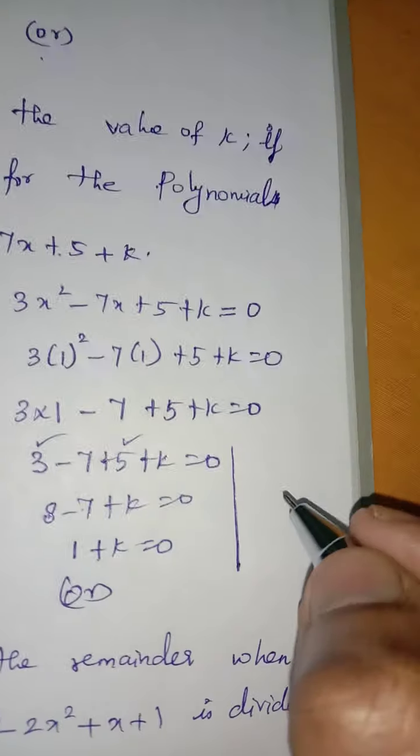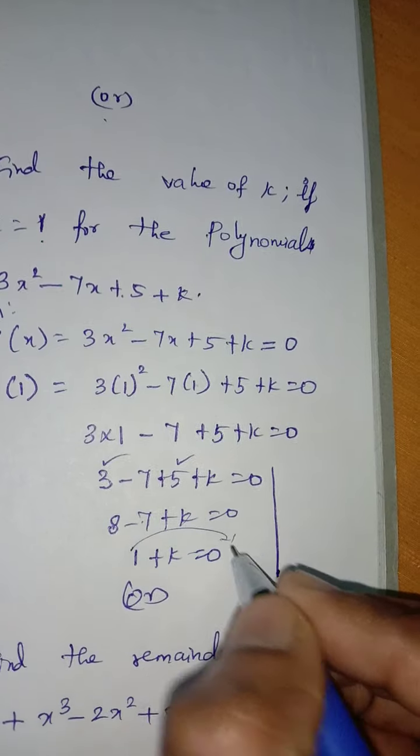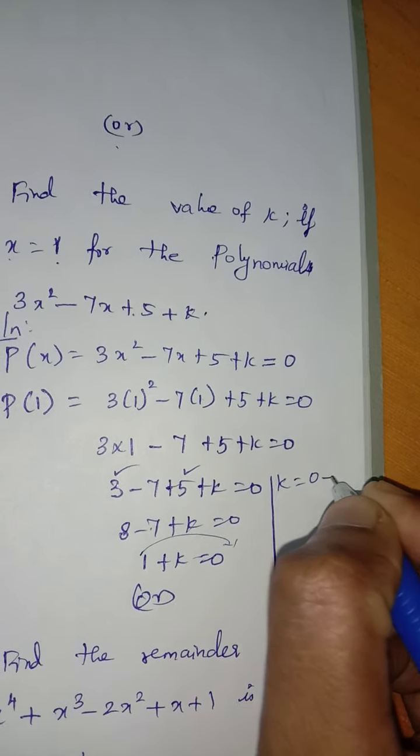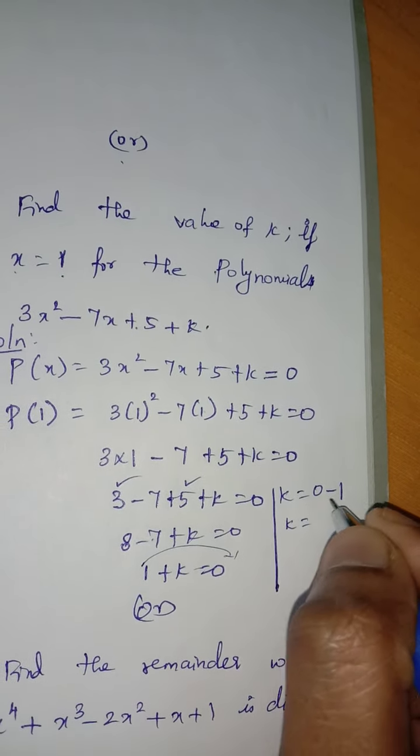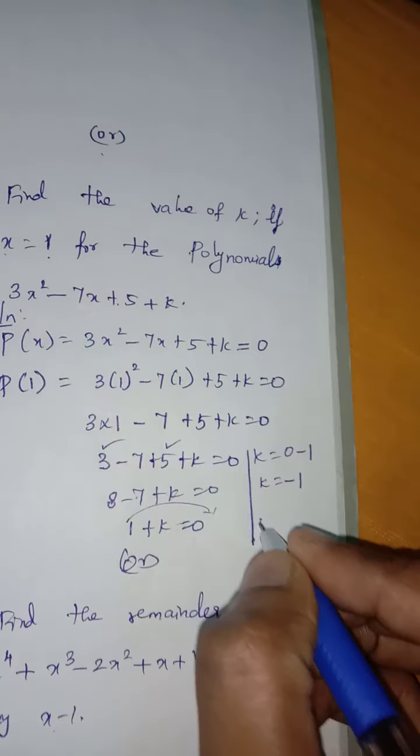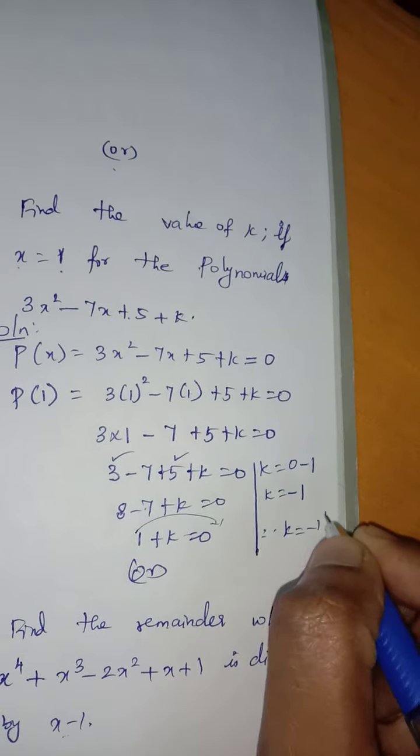We want to find the value of k. So transpose this one. This side becomes minus 1. 0 minus 1 is minus 1. Therefore, k is equal to minus 1.